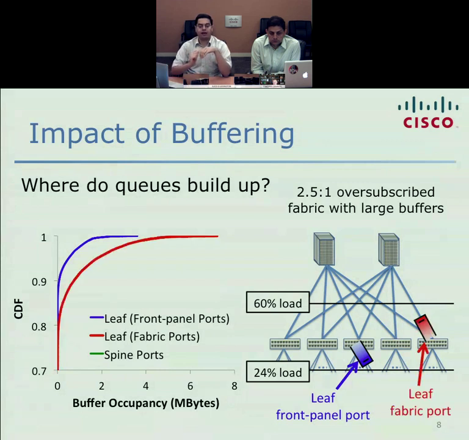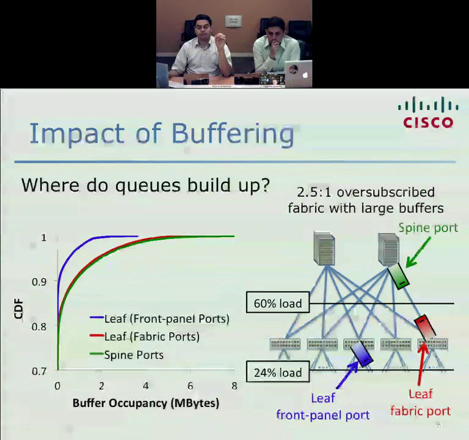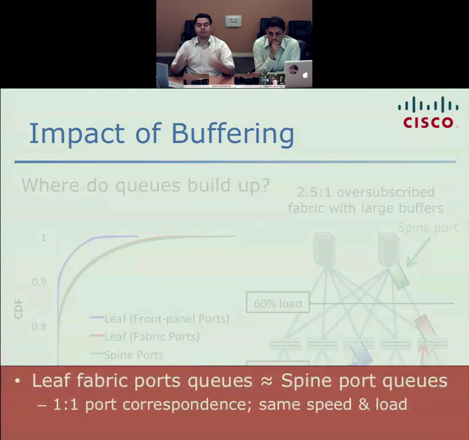If we now look at the leaf fabric uplinks, this is the distribution that we get. Of course, it's larger, and this is because of that oversubscription. The load is higher on the fabric links than at the access links. And if we look at the spine ports, this is the occupancy that we get. The interesting thing here is that the occupancy is very similar for the leaf uplinks and the spine downlinks. This is a phenomenon we see generally in these types of simulations. The leaf fabric port queues have the same distribution, the same characteristic as the spine port queues.